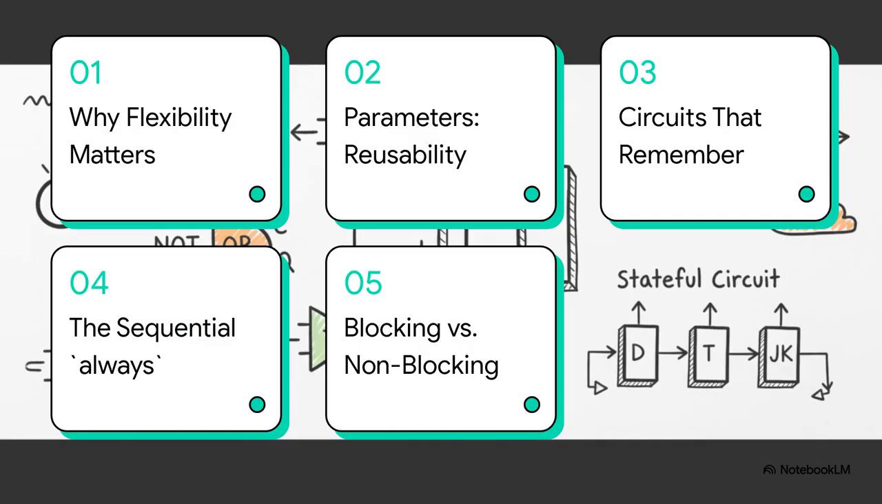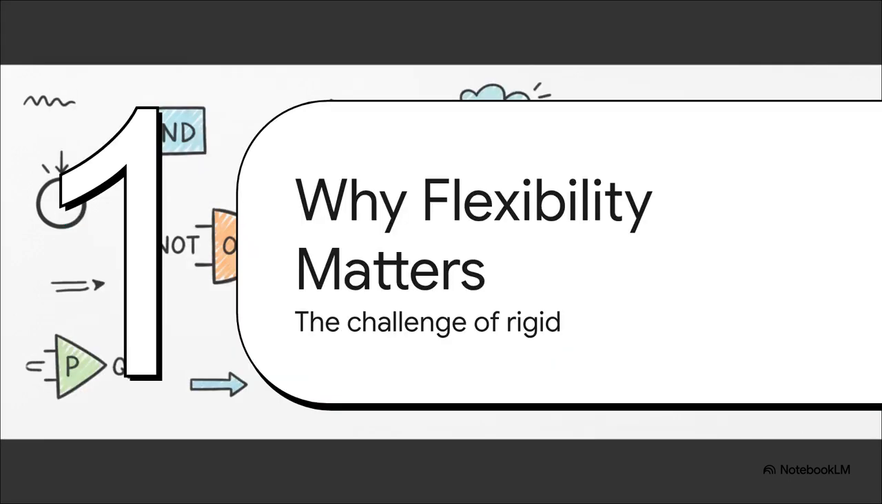All right, here's our game plan. First, we'll talk about why flexibility is so non-negotiable in modern hardware design and how parameters are the perfect solution. Then we're going to dive into the whole concept of memory and circuits using what's called the sequential always block. And finally, we'll clear up one of the trickiest parts for newcomers, the difference between blocking and non-blocking assignments. So, let's kick things off with our first big challenge, flexibility.